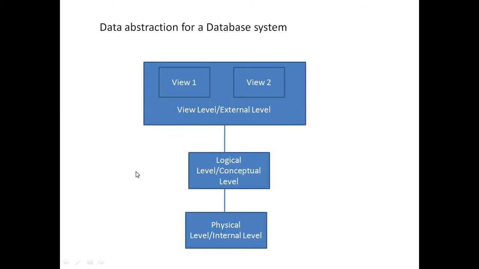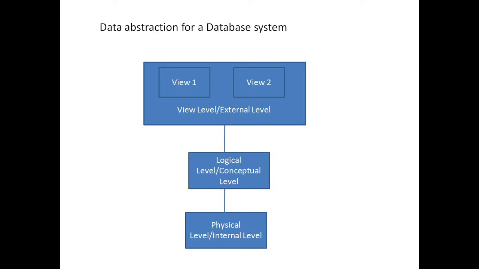So the first stage we have in database architecture is the physical level, which is also called the internal level. The second stage we have is the logical level or conceptual level. And the last level we have is the view level or external level.